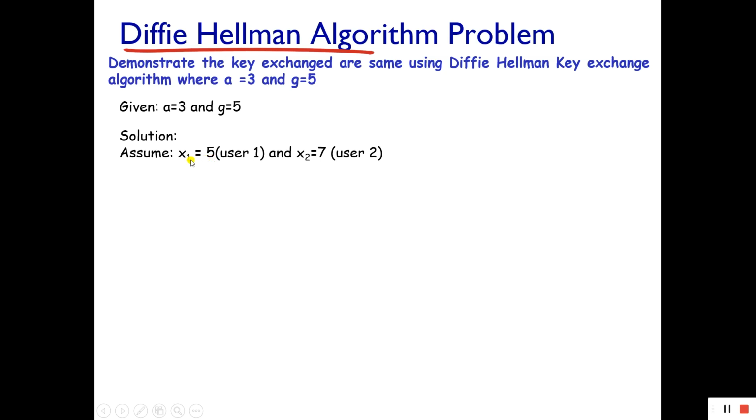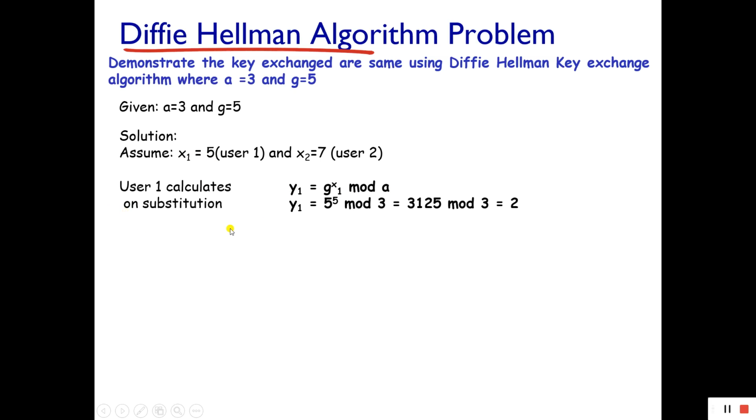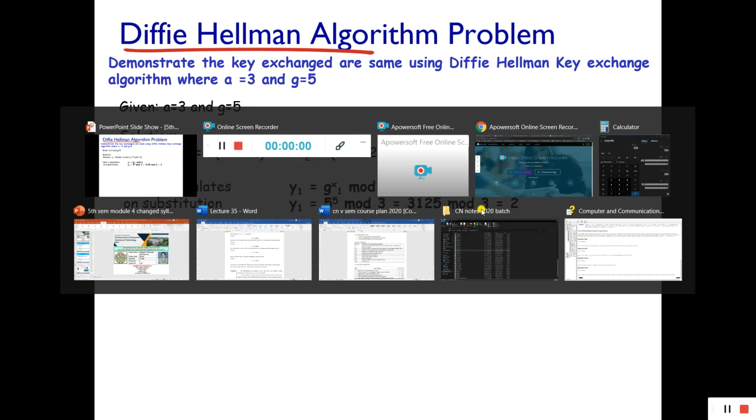When x1 is chosen as 5, user 1 has to calculate y1. What is the value of y1? y1 is equal to g raised to x1 mod a. When you substitute, y1 is equal to 5 raised to x1, and x1 is 5, so 5 raised to 5 mod 3. Now 5 raised to 5 is 3125. Mod 3, if you do, you will get 2. How are you getting 2 now?